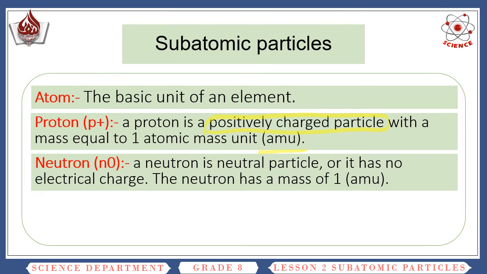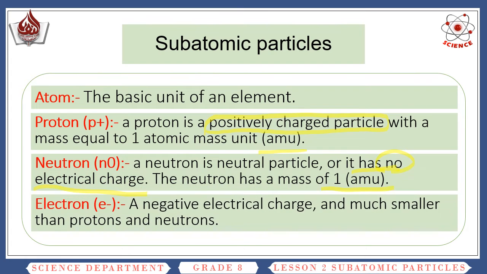Then the neutron is a neutral particle. Neutral particle means it has no electrical charge. It is not positive or negative. It has no charge at all. And it has the same mass as a proton, 1 AMU.